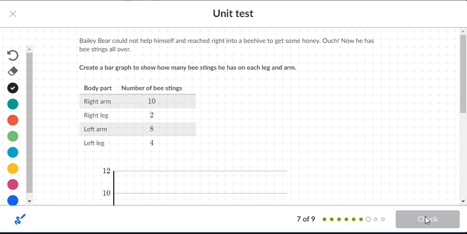Okay, Bailey Bear could not help himself and reached right into a beehive to get some honey. Ouch. Now he has bee stings all over. Create a bar graph to show how many bee stings he has on each leg and arm. Okay, so we want to make a bar graph here.